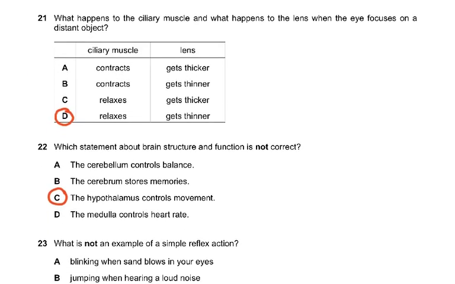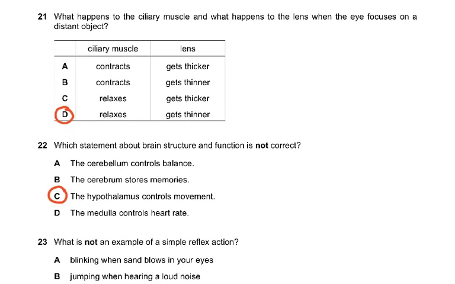Then coming on to question number 21. What happens to the ciliary muscle and what happens to the lens when the eye focuses on a distant object? Well, you know the ciliary muscle relaxes and the lens becomes thinner. And you need to revise the video on the eye chapter and that should be helpful for you.